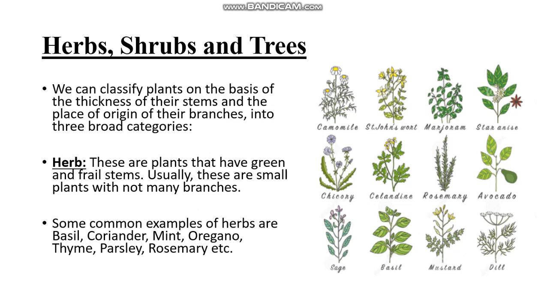Herbs are plants which have a very small stem. On the basis of the thickness of the stem and the branches, there are three broad categories. These plants have a green and frail stem. They are small plants with not many branches. Examples you can see are basil, coriander, mint, oregano, thyme, parsley, rosemary, grass, tomato, etc.